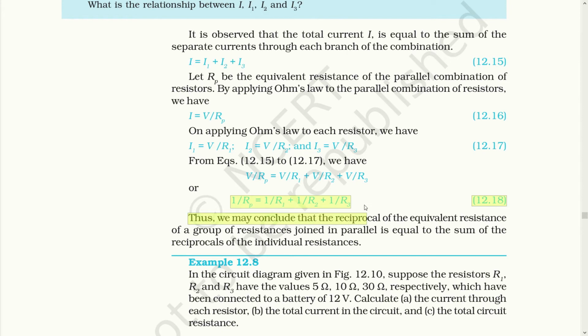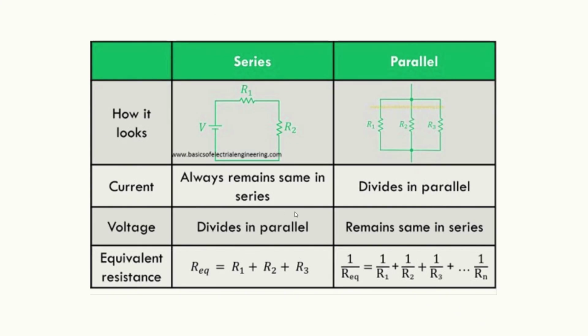This is the equivalent resistance for a parallel connection. Thus, we may conclude that the reciprocal of the equivalent resistance of a group of resistances joined in parallel is equal to the sum of the reciprocals of the individual resistances. So, in series it was simply the sum of the resistances, but in parallel it is the sum of the reciprocals of the resistances. And these are the conclusions for series and parallel connection.